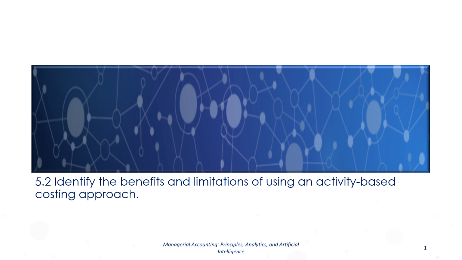Now we move into Learning Objective 2. ABC has clear benefits, but it also has limitations. The main benefit is improved accuracy. Overhead is assigned based on actual activity consumption. This improves pricing, product mix decisions, and profitability analysis.